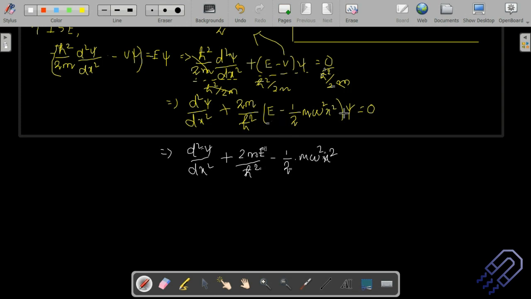Okay, so this is e. There is a psi there. I missed out on the psi. So let's write down psi. This is psi is equal to 0. Of course, this time more here.